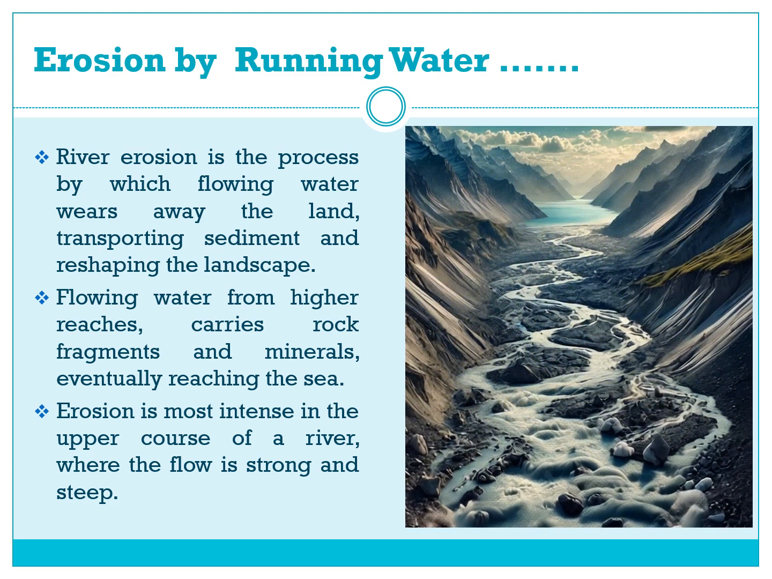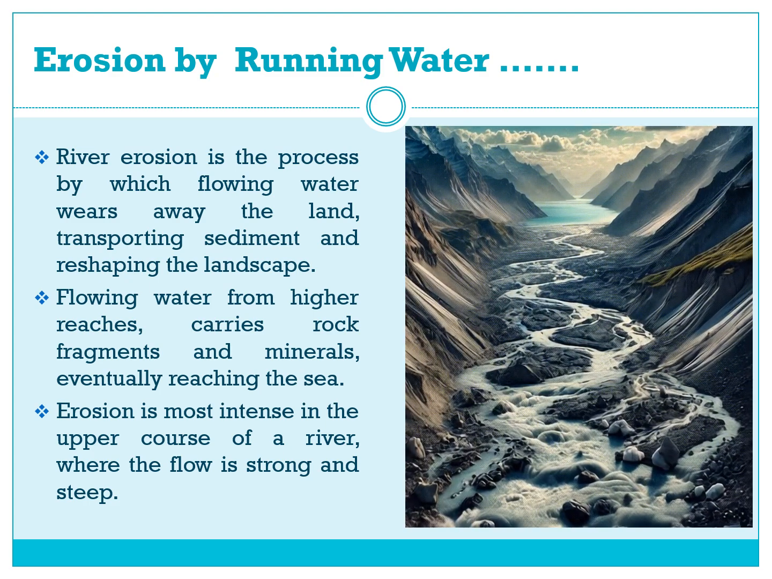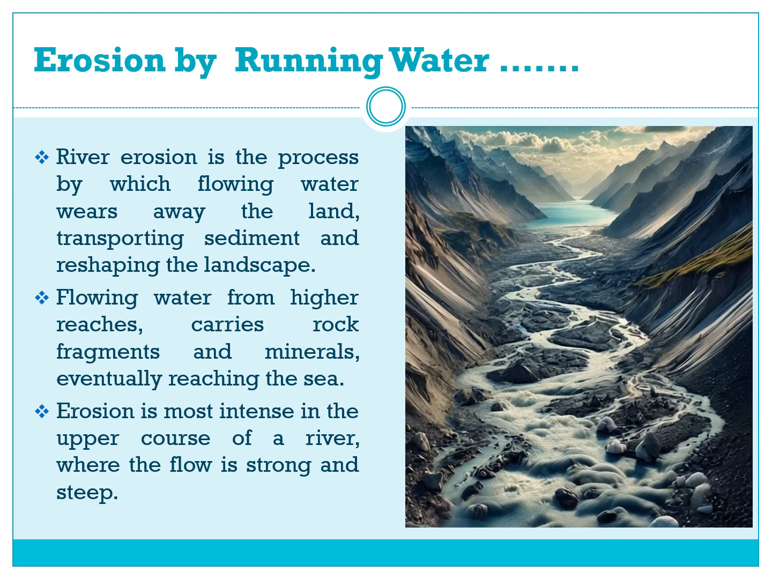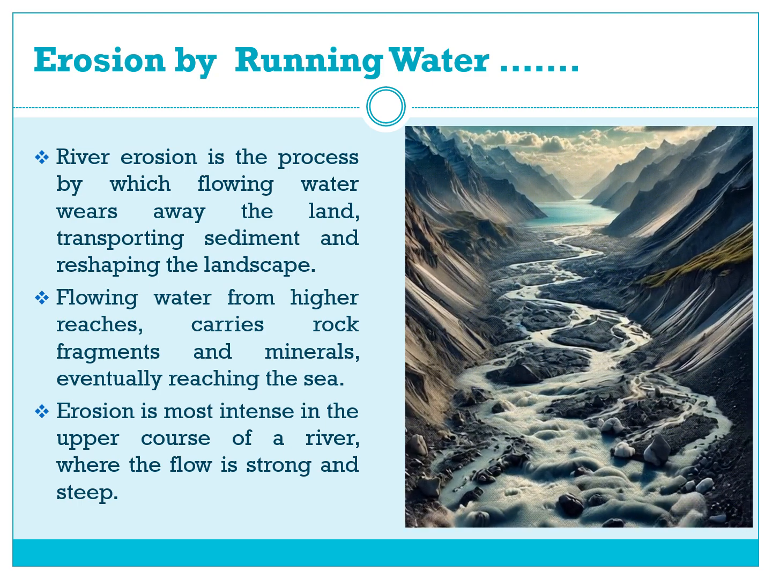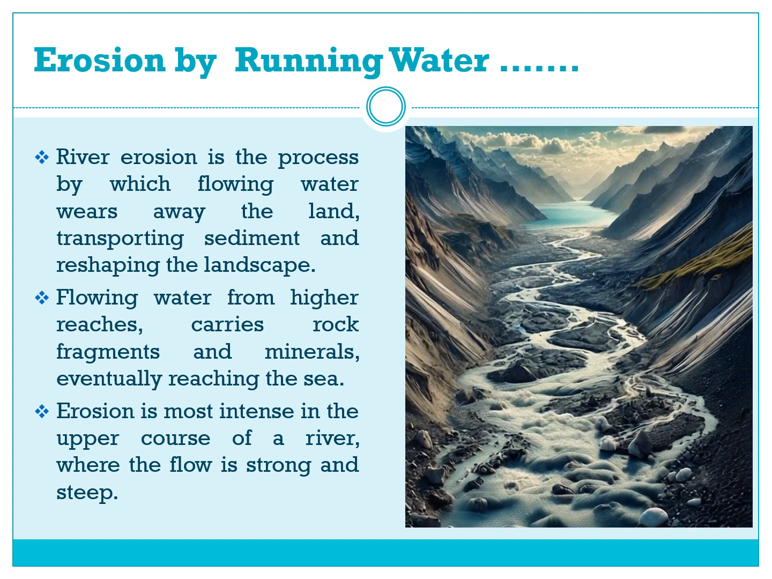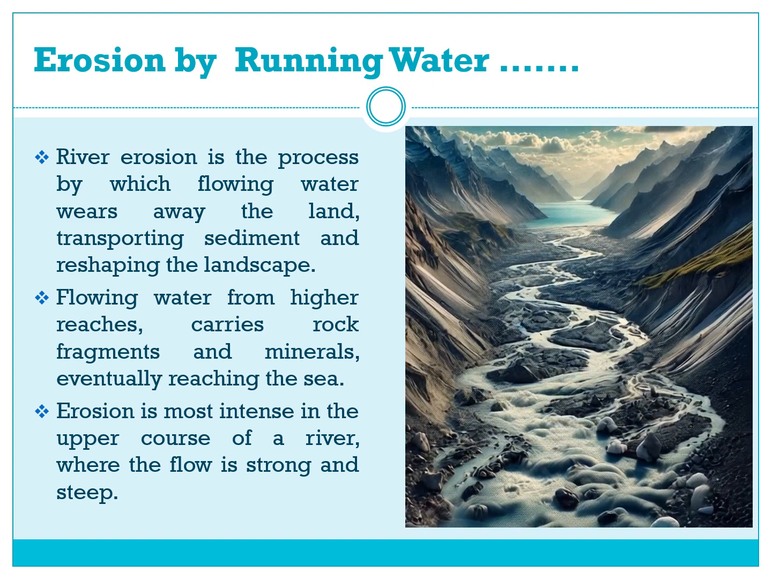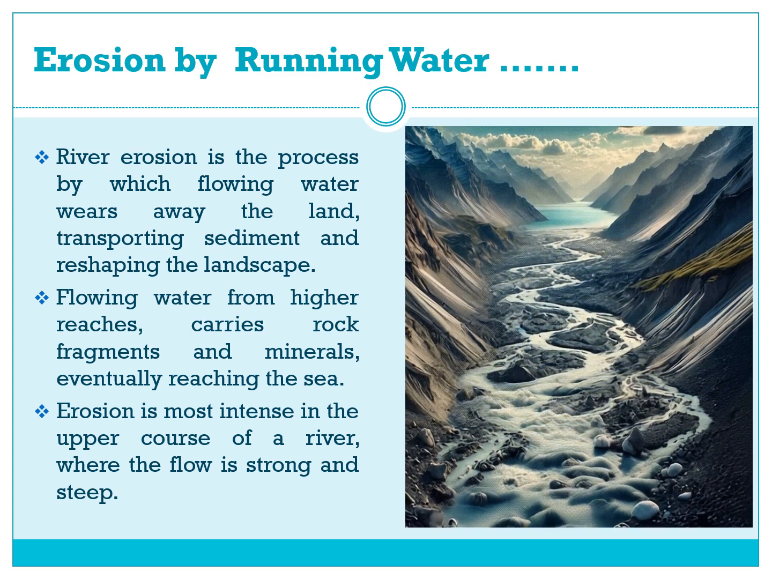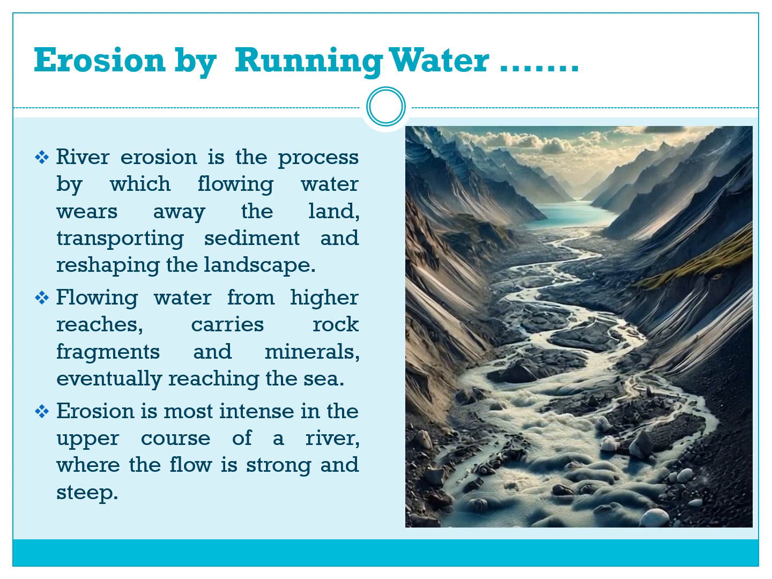River erosion is the process by which flowing water wears away the land. This is not just about the water itself. It involves the transportation of sediments, rock fragments, and minerals, and the constant reshaping of the terrain. Think of it as a continuous sculpting process.